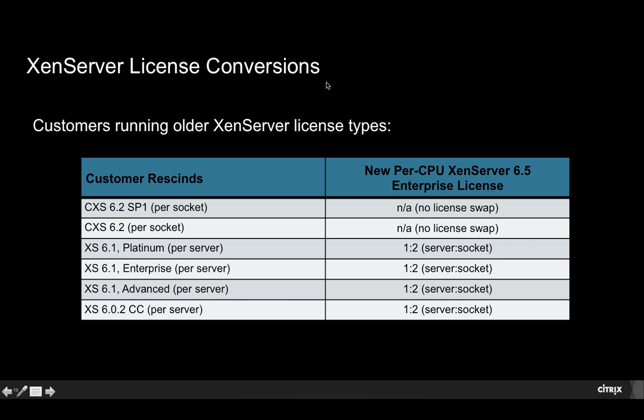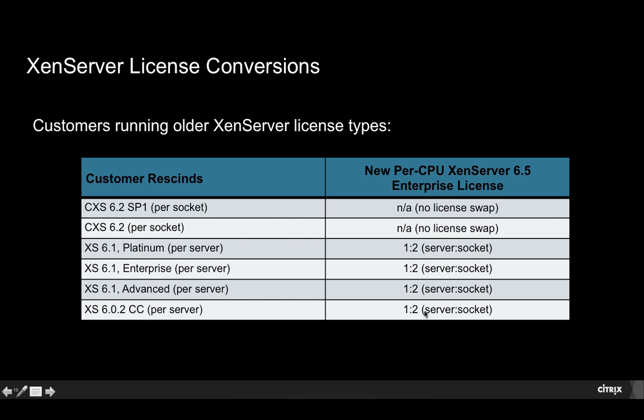Now there is some license conversions. If you were running on an older version of XenServer, version 6.2 was already on a per CPU socket basis, but prior to that on 6.1 and older, they were per server or per host based licensing. So if you're looking to upgrade from one of those editions to the latest XenServer 6.5, you can do that, and there is a license conversion on offer.